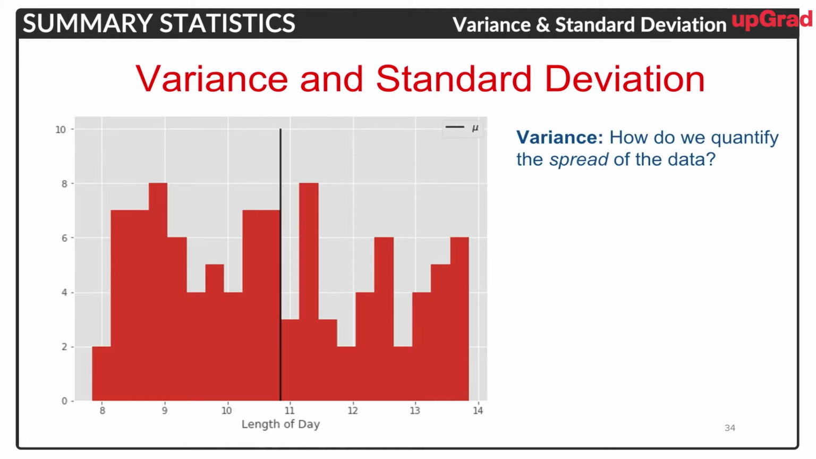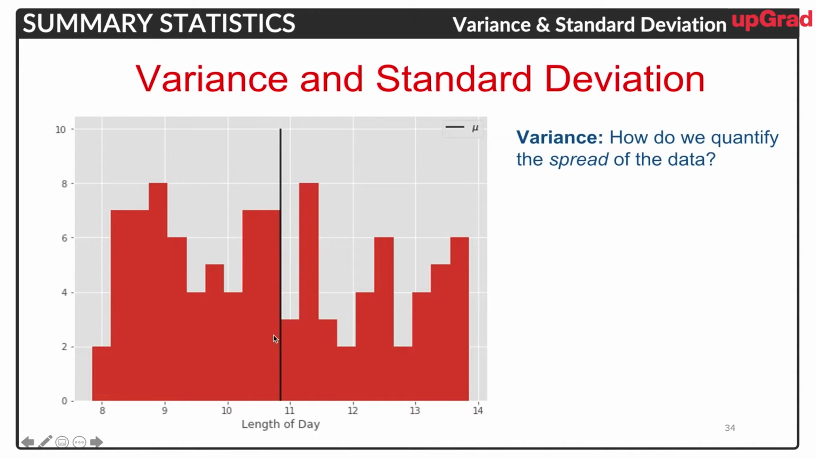Variance essentially answers the question, how do we quantify the spread of data? So let's say that this is the length of the day captured on, well, in this case, just the Earth. And we see that it can be as low as 8 hours to as high as nearly 14 hours. Now, the average, as we see, is something between 10 and 11. But here we are not concerned with the average.